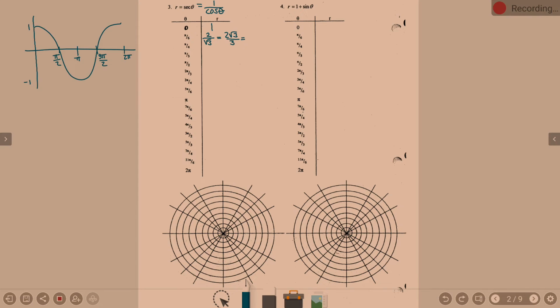1.1547. 1.156. 1.2. I agree with 1.2. I wrote down a little bit more just so we have it. I agree. I'm not going to disagree there.